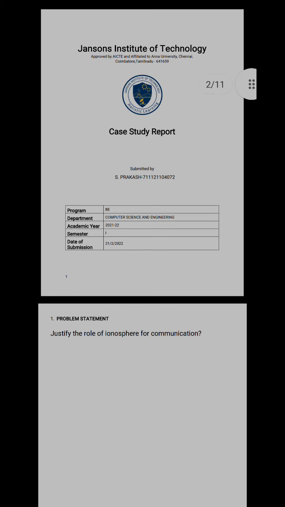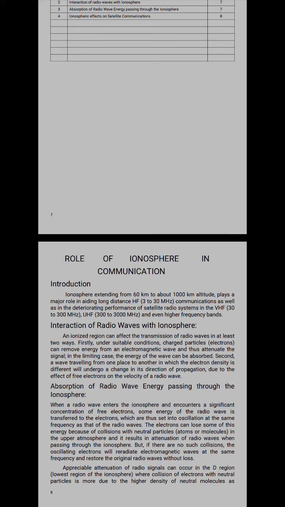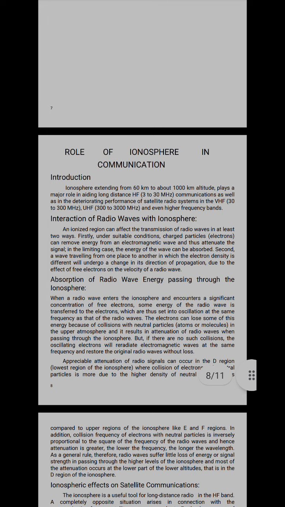study report about the topic justify the role of ionosphere for communication. Getting into the case study, role of ionosphere in communication. Introduction. Ionosphere extending from 60 km to about 1000 km altitude plays a major role in aiding long distance HF high frequency 3 to 30 MHz communications, as well as in the deteriorating performance of satellite radio systems in the very high frequency 30 to 300 MHz, ultra high frequency 300 to 3000 MHz, and even higher frequency bands.